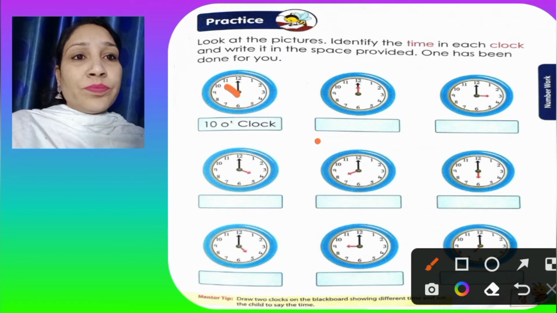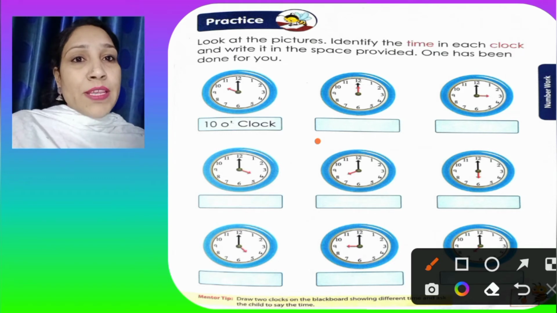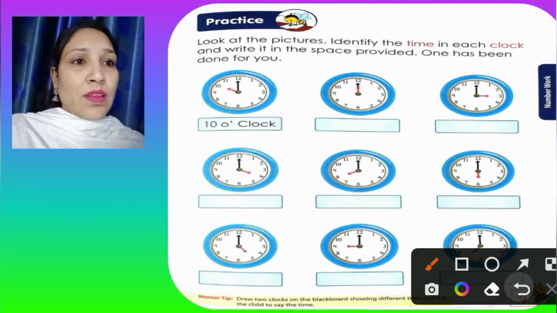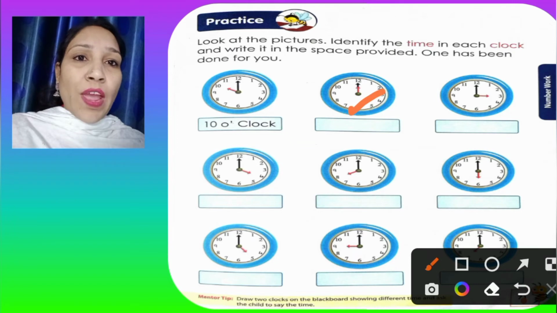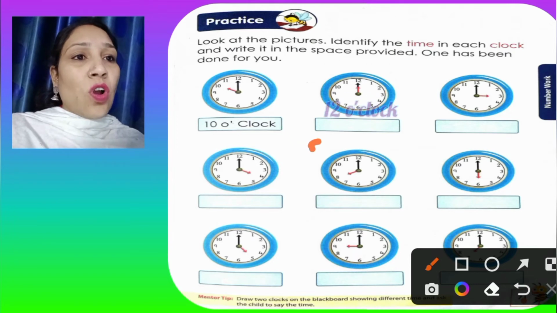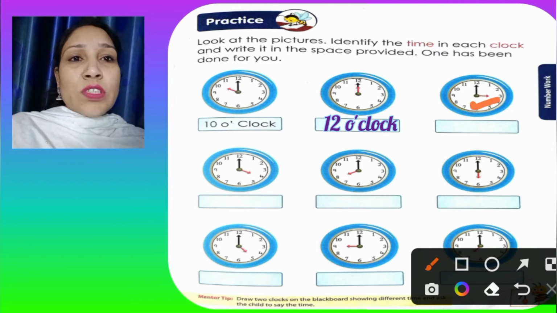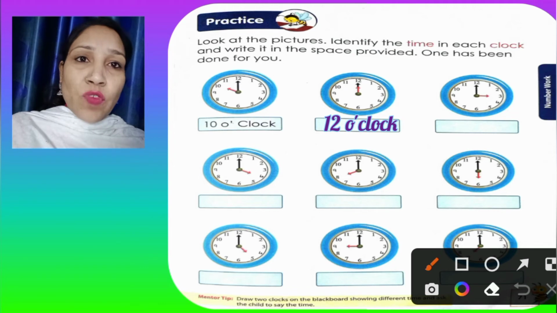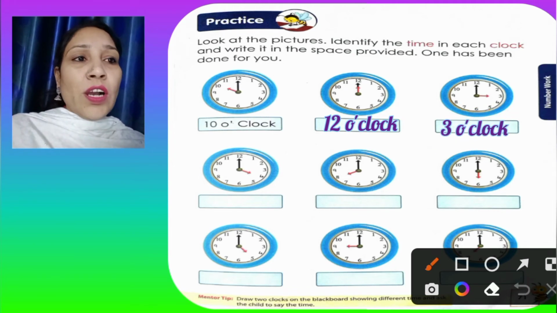So here the hour hand is on number 10 and the minute hand on number 12. So the time is 10 o'clock. Now see this clock. In this clock, the hour hand and minute hand are on the same number, 12. So the time is 12 o'clock. We will write here 12 o'clock. Now in the next clock, the hour hand is on number 3 and the minute hand on number 12. Time is 3 o'clock. We will write here 3 o'clock.